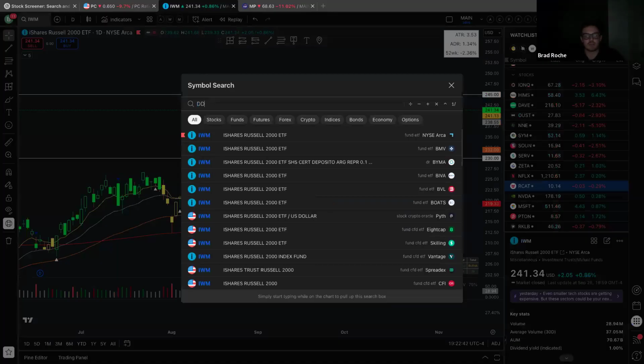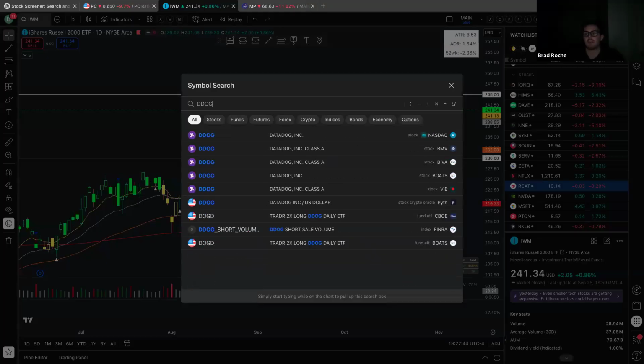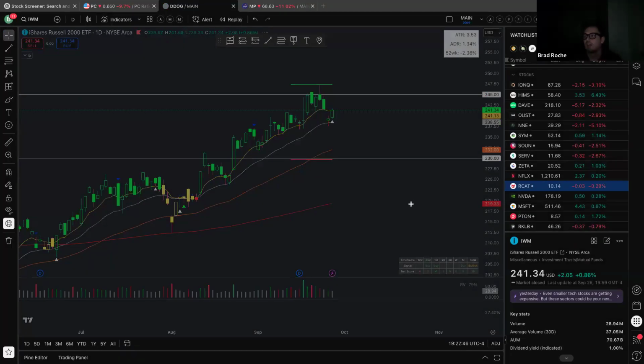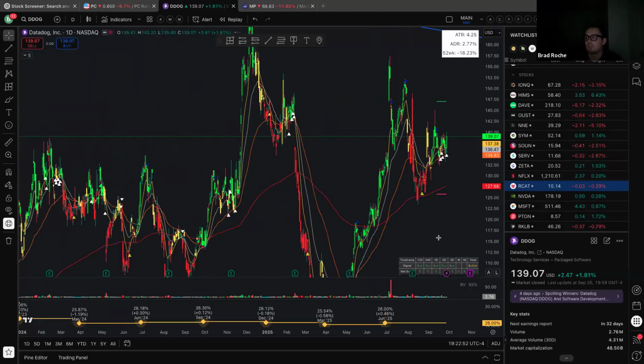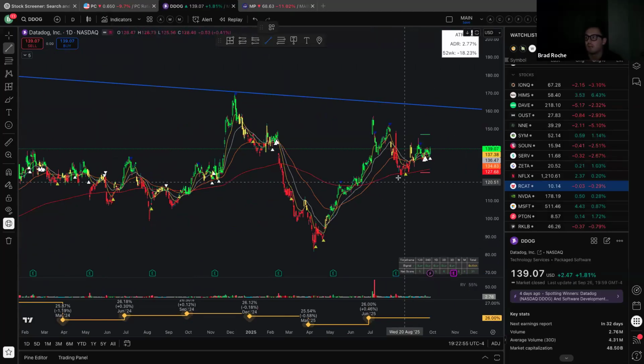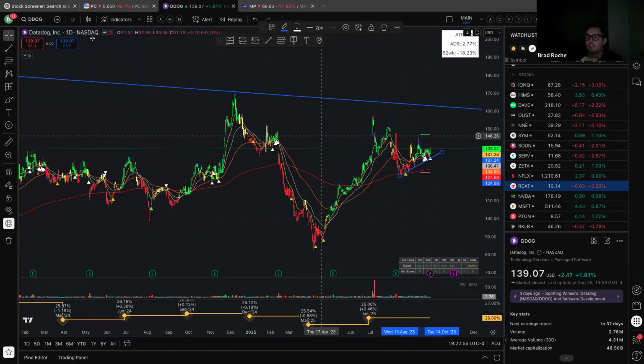D-Dog, I was looking at this one as well. Kind of the same lines as software. This one looks good. I think you break out above 140. I think this could have a really nice move. It's been building higher lows for a while.